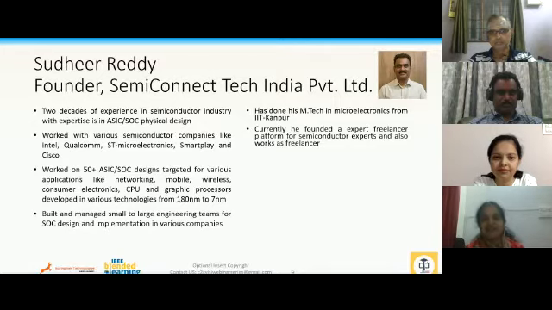He has more than 2 decades of experience in the semiconductor industry with expertise in ASIC and SOC physical design. He has worked on many major designs targeted for various applications like networking, mobile, wireless, etc. He has led many engineering teams for SOC design and implementation. In 2020, he founded a company named SemiConnect Tech India Private Limited, where he aggregates a group of freelancers and provides a platform for semiconductor experts to share the knowledge they have derived from years of experience. We welcome you, Sudheer.